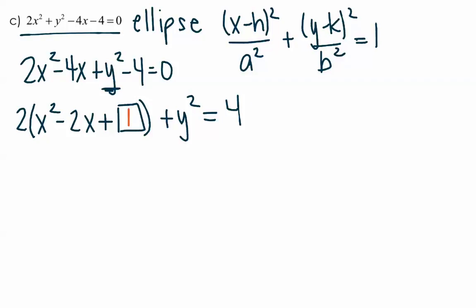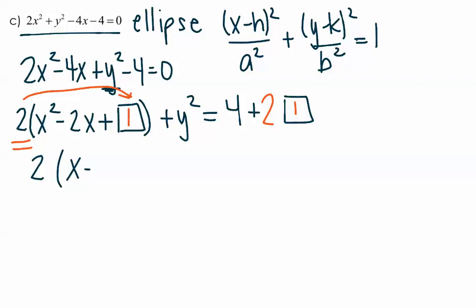And then don't forget, since we added a box on the left side, we have to add a box on the right side. And don't be mistaken, we factored out that 2, so I'm really adding in 2 boxes, which means I need to put a 2 in front of my box on the right side. And we'll go ahead and put 1 in that box so that everything's nice and even. So now we can go ahead and factor this. So (x minus 1) squared plus y squared equals, combine like terms over here, this is going to be 4 plus 2, which is 6.